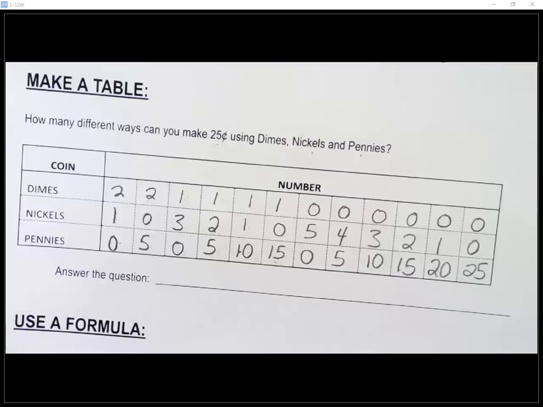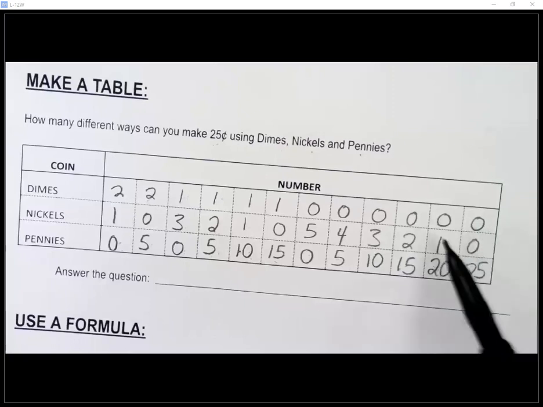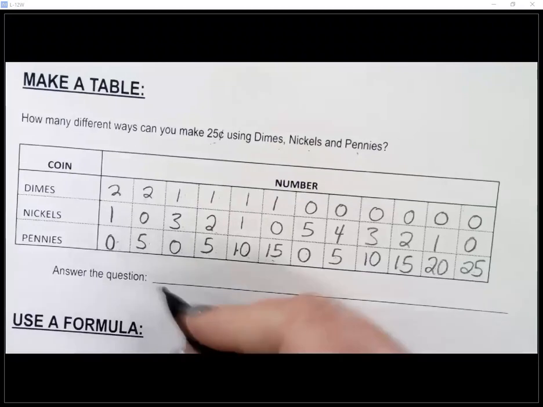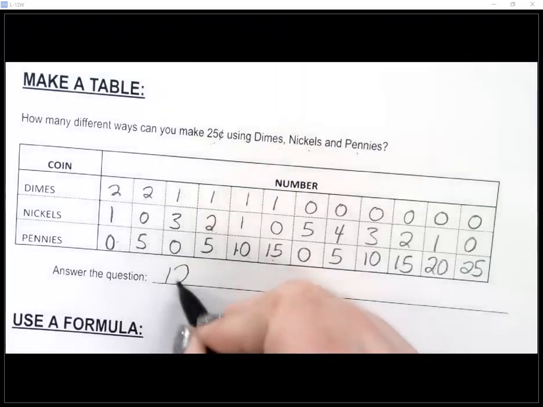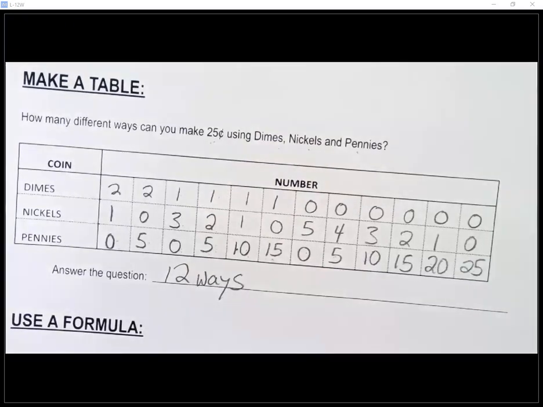So yeah, I'm out of options. It just so happened that we have as many boxes as there end up being combinations. So there are 12 ways. And there they all are. Does that make sense? So making a table is really nice for certain types of problems.